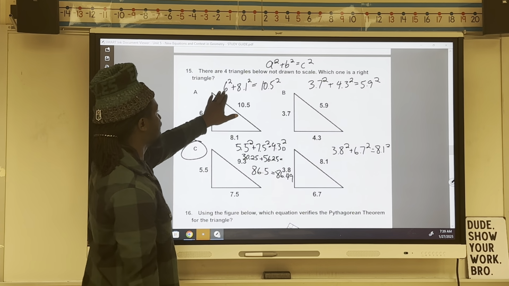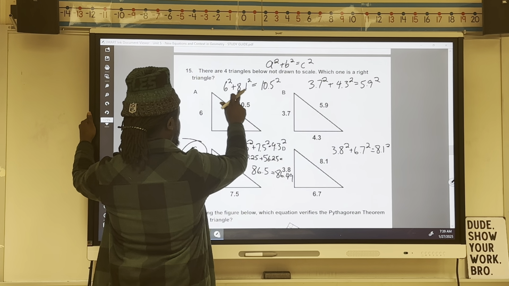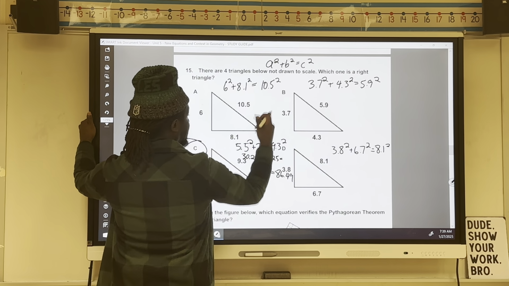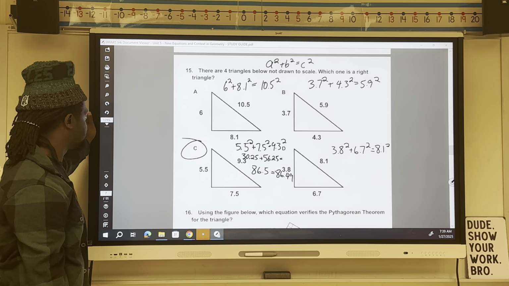So, again, you can square both of these, and then add them, and then take the square root, all right? And that is how you get the answer there.